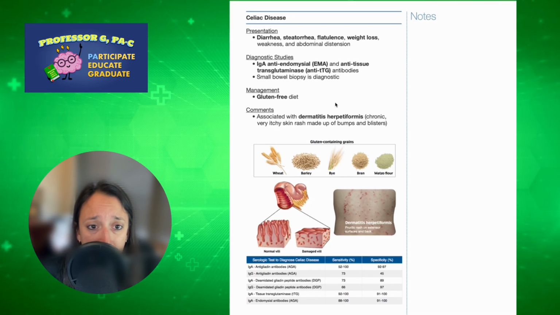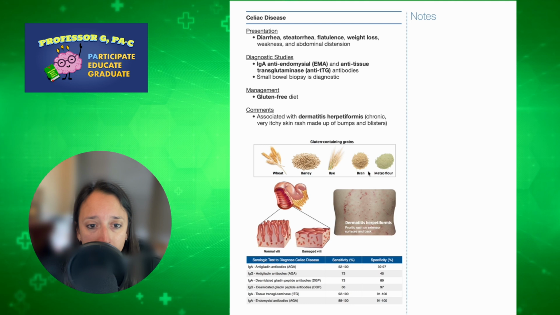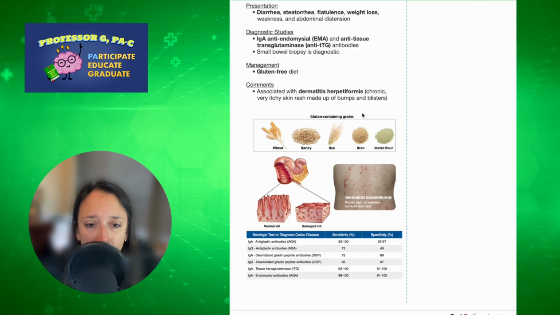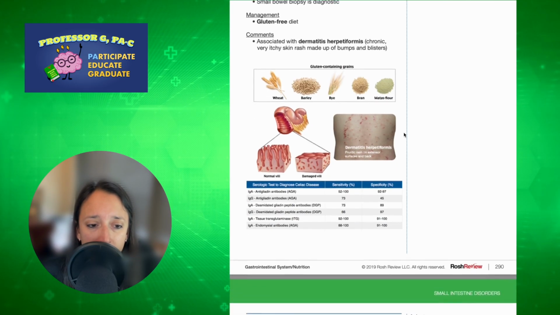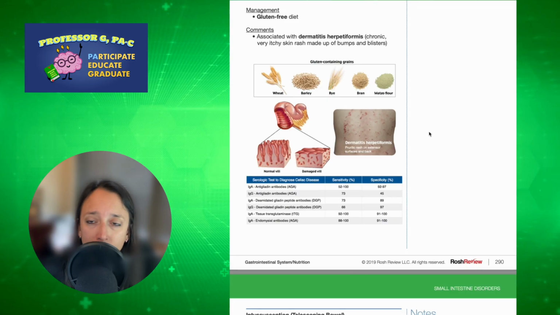Management is going to be a gluten-free diet. As we've talked about, it's not as easy as it sounds. So gluten-free is kind of hard because there's cross-contamination. And here are the types of foods that have gluten-containing products. And sometimes they'll have this dermatitis herpetiformis, which is like a blistery rash on the extensor surfaces of the elbows and the upper arms and knees and areas like that. But you don't need to have dermatitis herpetiformis to be diagnosed with celiac.